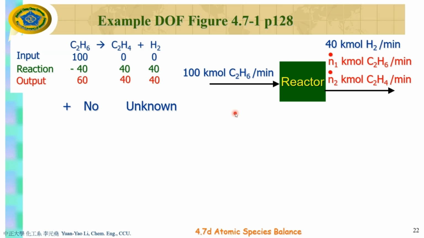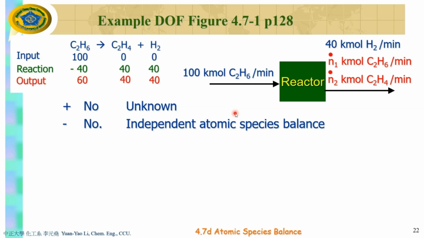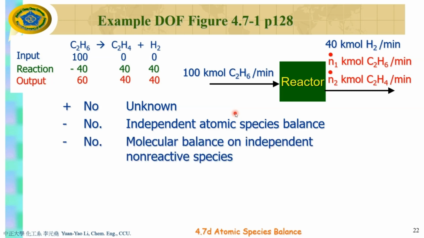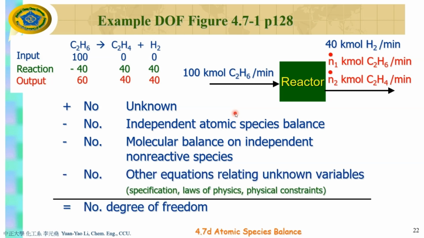You have plus unknowns, minus independent atomic species balances, minus molecular balances on independent non-reactive species, and minus other equations. So could you please tell me how many unknowns here? How many atomic species balances? In the molecular species balance, there are 3 species, right? How about atomic? Only 2, right?